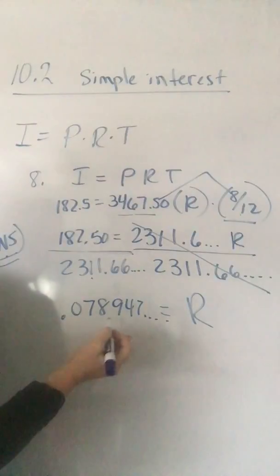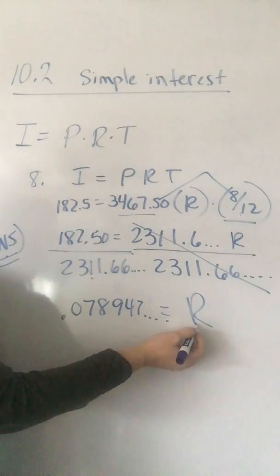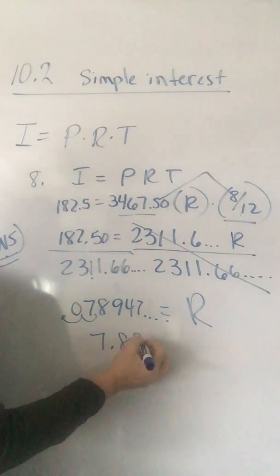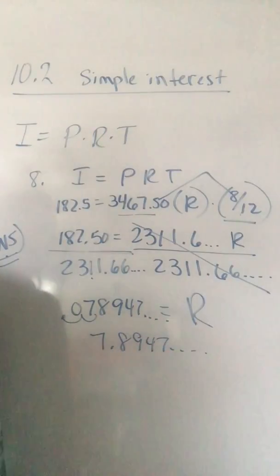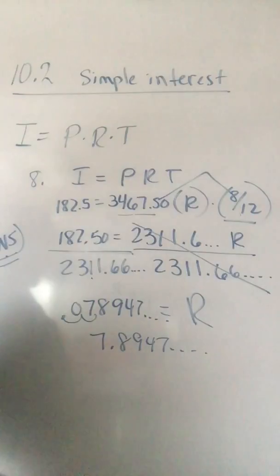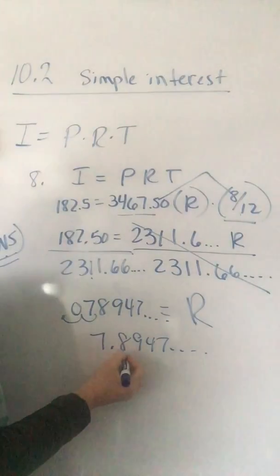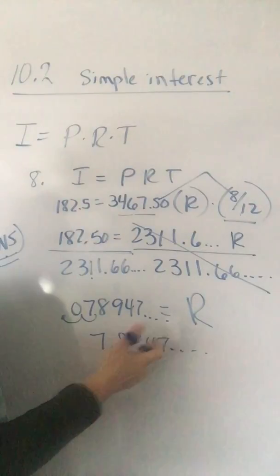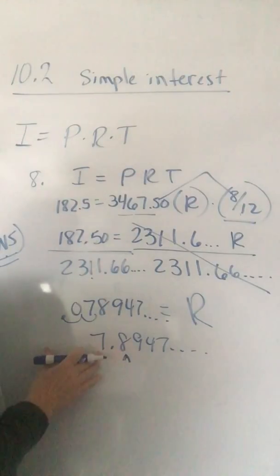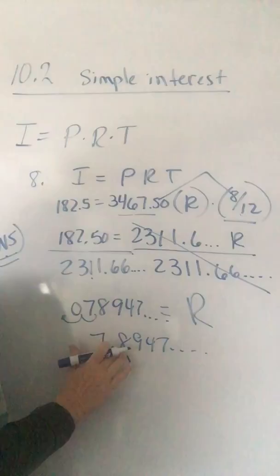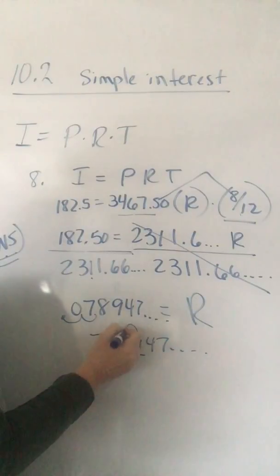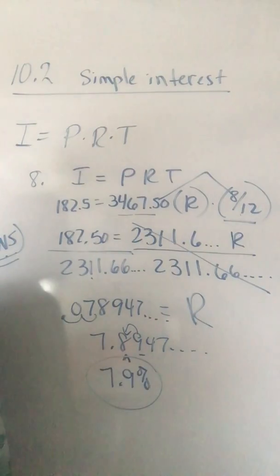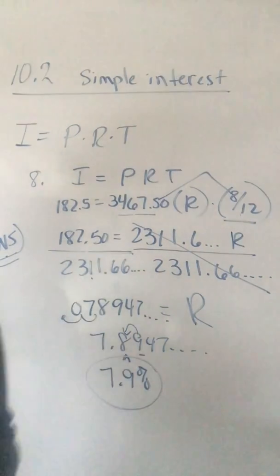But then we need to change it to a rate. Again, whenever you're doing a rate, we have to move our decimal point. So it's 7.8947, whatever. Depending on what the directions say to round to, I've been rounding to the nearest 1/10 of a percent, but do watch your directions in your homework. It could be 100ths of a percent or any other, or full whole number percent. I'm going to do 1/10 of a percent, so that 9 will round that up, and I'll have 7.9% for my final answer on number 8.